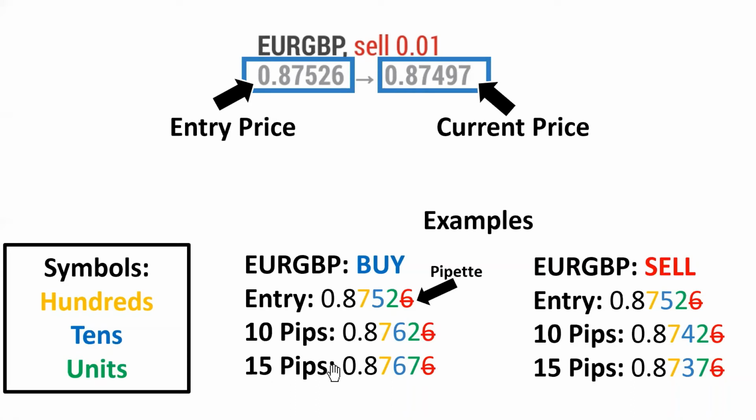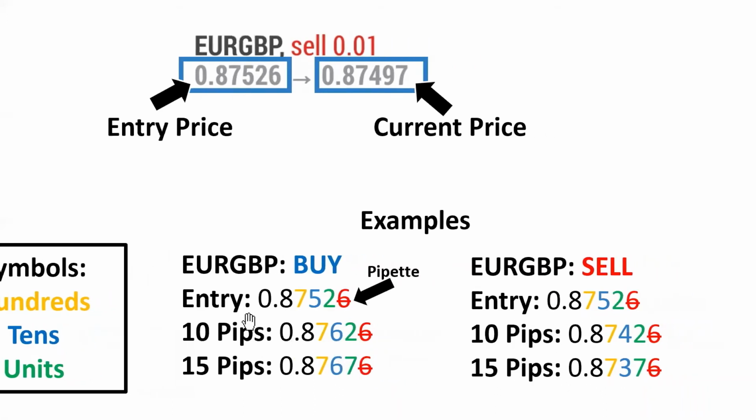If it's 15 pips, then I'll need to change the units and the 10. So then I'll need to add 5 to the 2 and a 1 to the 5, which will give me 0.8767. If it's a sell, it's not additions, it's subtractions when you're working out your 10 or 15 pips.